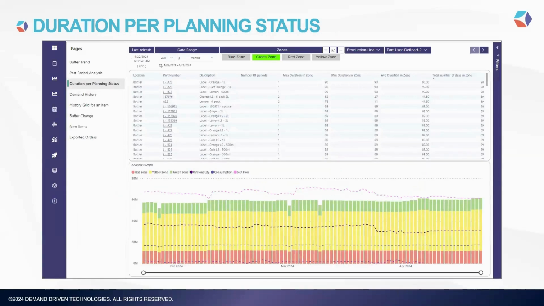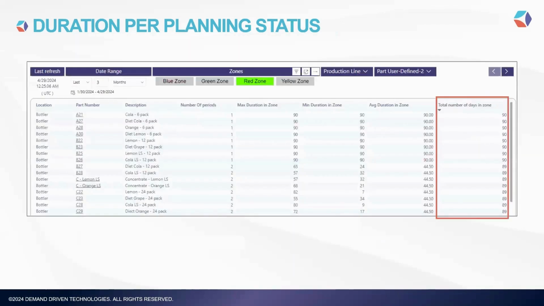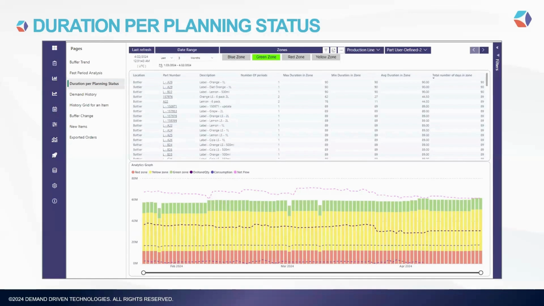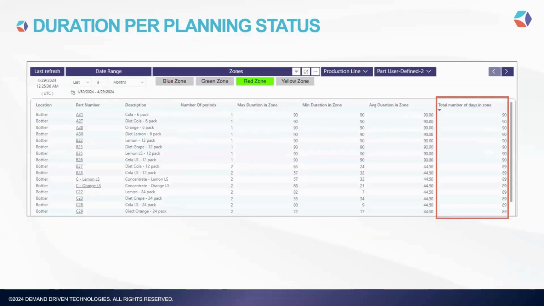And duration per planning status. This is another great report because you can look at duration per planning status by zone. What is the average duration of your items in your green zone or in your red zone or in your yellow zone? So right here we've selected the red zone, and if I've got everything for my last 3 months, and all these items have been in the red zone for 89, 90 days, that's a big problem. So why are these not getting ordered?